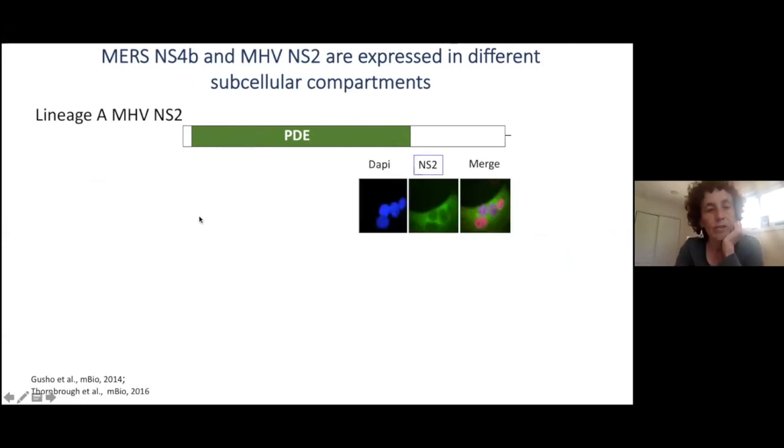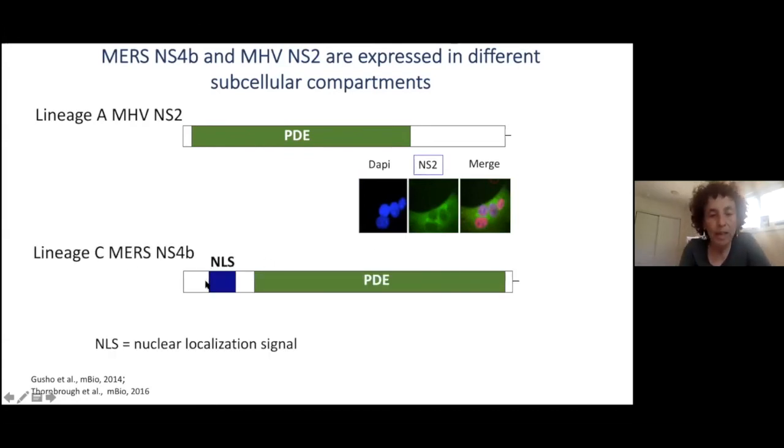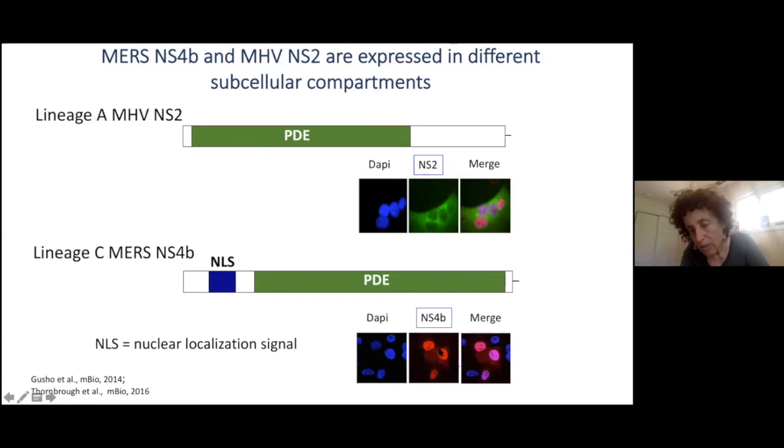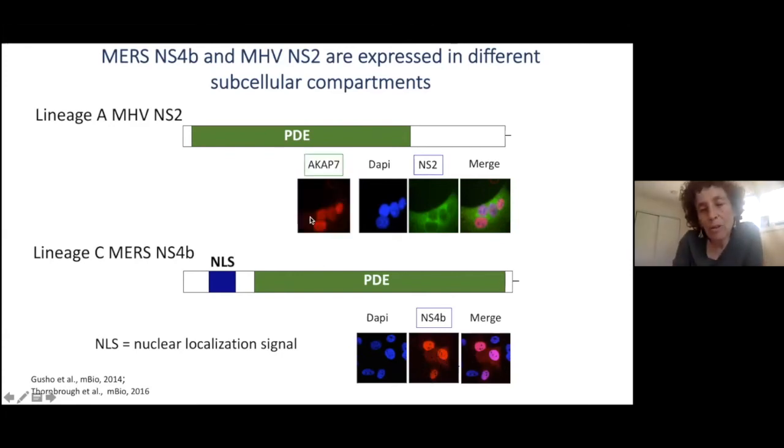So here's NS2. It's expressed in the cytoplasm, shown here. But MERS NS4B has a nuclear localization signal on its amino terminus, and it is expressed mostly in the nucleus, but some in the cytoplasm. So this was of interest to us because we'd shown previously with AKAP7, which is a cellular phosphodiesterase that was expressed in the nucleus, that this was actually unable to inhibit RNase L. And we thought that the protein would really have to be expressed in the cytoplasm to work as an RNase L inhibitor and to help the virus to evade the RNase L pathway. So we wanted to know whether this NS4B protein was actually an active RNase L antagonist.